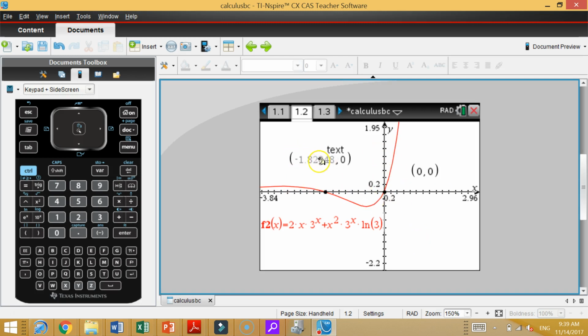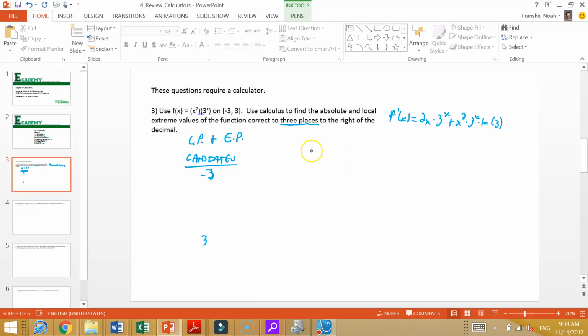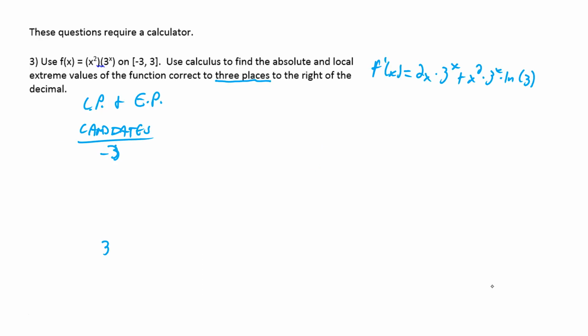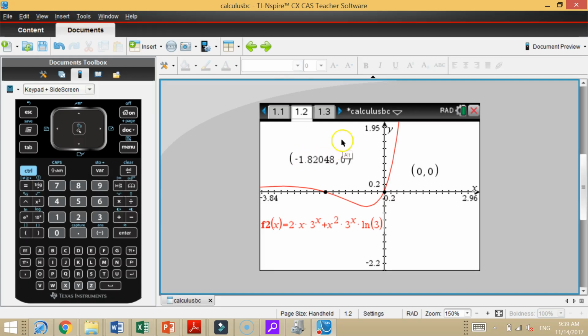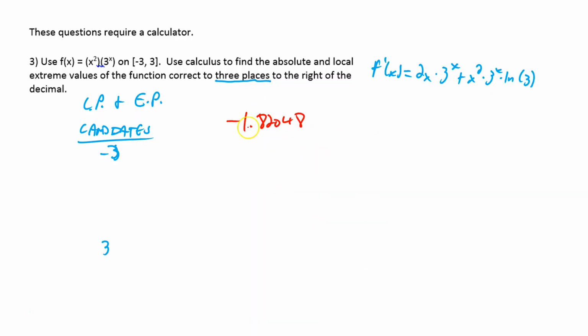I have to remember this one. Negative 1.82048. So write that down. I hope that was right. Negative 1.82048. Yep. Okay. So number line, we're back to red. Negative 1.82048 and 0 were our 2 critical points.